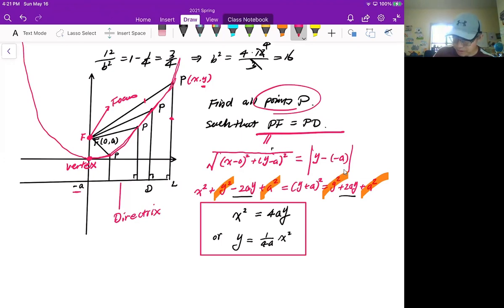So how do you do that? You have a distance formula here, and the other one is just the absolute value of the difference of the y. Solve this equation and we get the equation x squared equals 4ay, and that is just a parabola. That is just a function of degree 2, so you can rewrite it as y equals some number times x squared. Well, this is just a usual parabola.